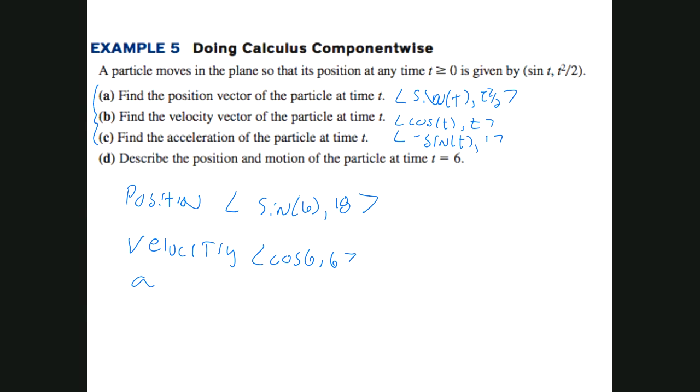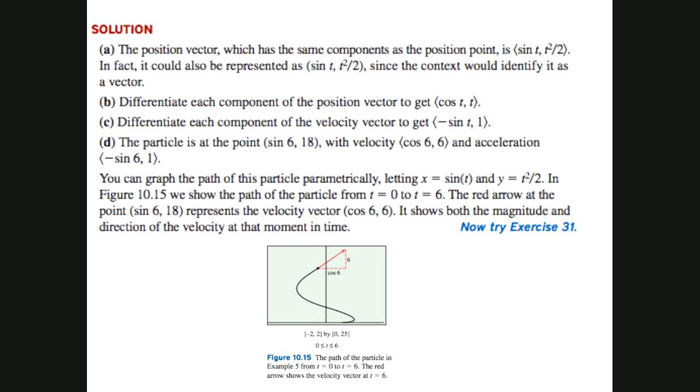So now, the motion of the particle at time t equal to 6 is a little bit more complicated. Okay, so if we take a look at the graph of this, here are my answers, boom, boom, boom, and then if you take a look down here, this is the path of the particle. And can you graph these with your calculator? Can you graph a vector on your calculator?